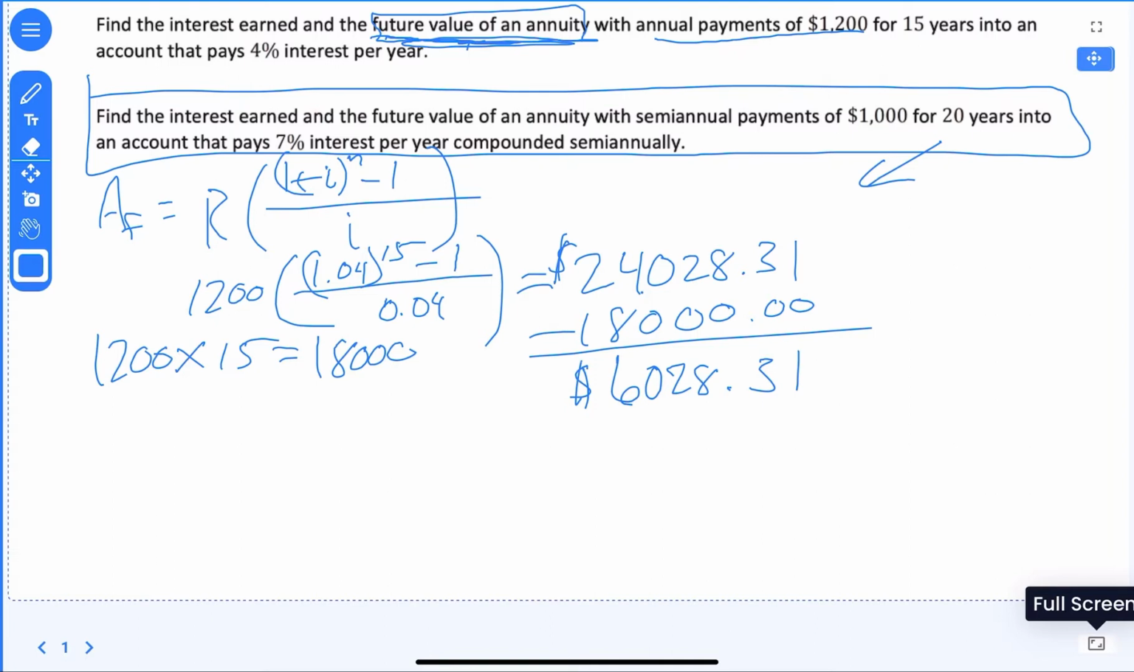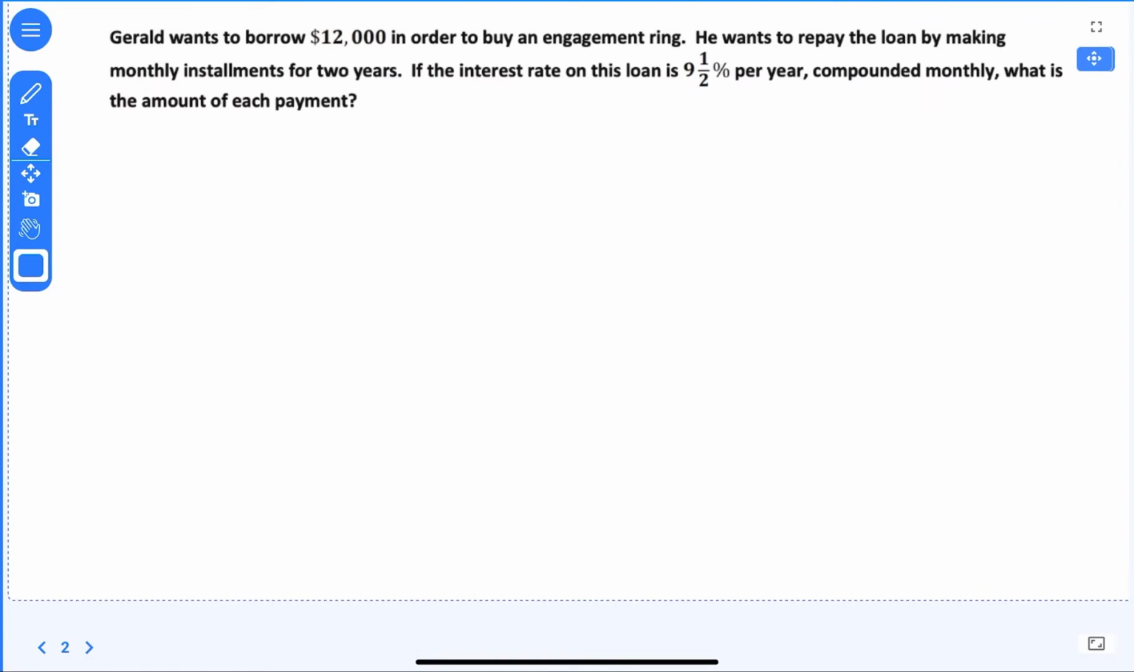Okay. Let's go ahead and go to page 2. Now, on page 2, we're buying an engagement ring. Poor soul. All right, this is lesson 30, and it says Gerald wants to borrow $12,000 in order to buy an engagement ring. Now, in America, you're supposed to borrow 2 months of your salary.